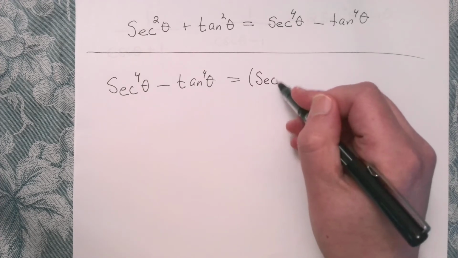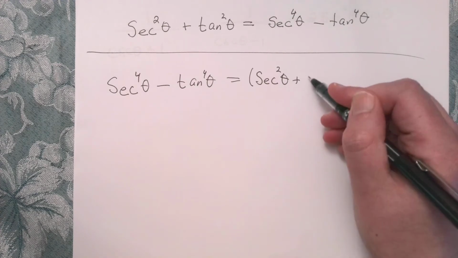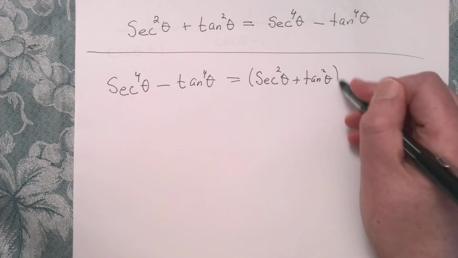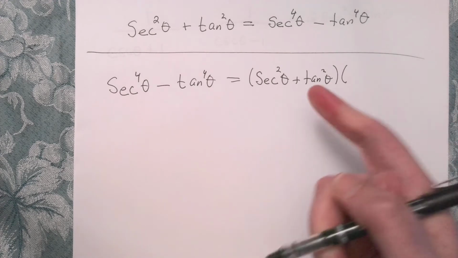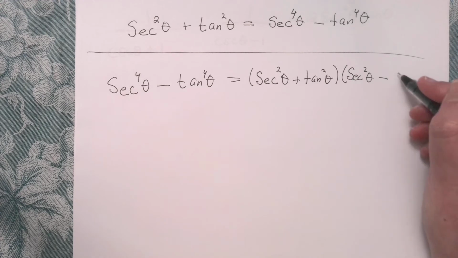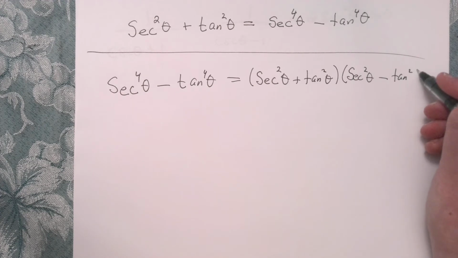So this is secant squared of theta plus tangent squared of theta. That's promising. And this is times its conjugate, right? Secant squared of theta minus tangent squared of theta.